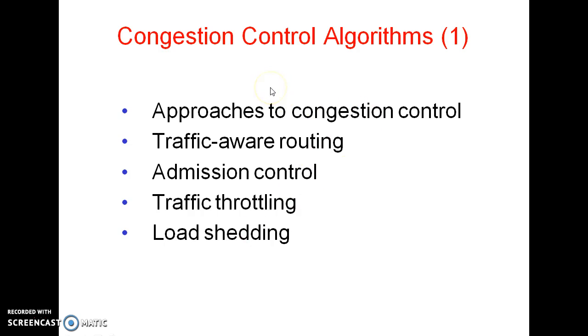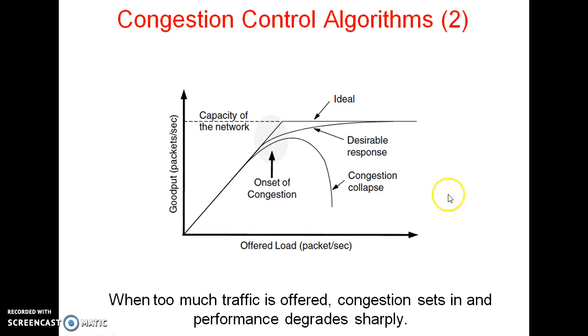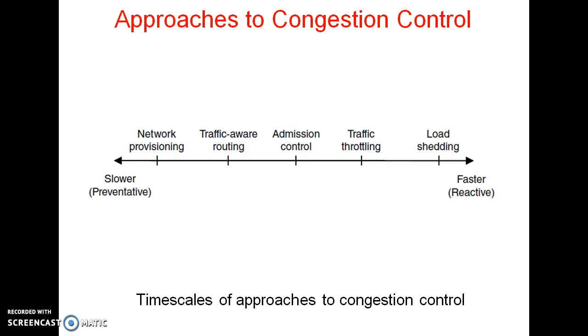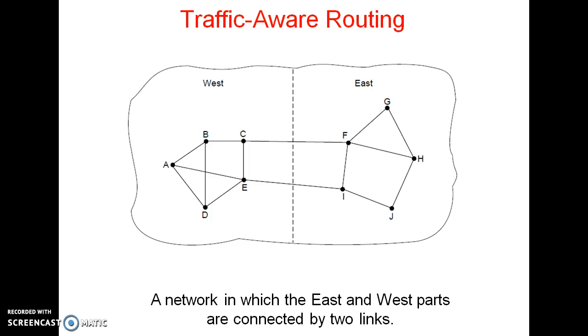The different congestion control algorithms are approaches to congestion control: traffic aware routing, admission control, traffic throttling, load shedding. When too much traffic is offered, congestion sets in and performance degrades sharply. What are the approaches to congestion control? Network provisioning, traffic aware routing, admission control, traffic throttling, load shedding. This is the traffic aware routing. A network in which the east and west parts are connected by two links. This is the link.